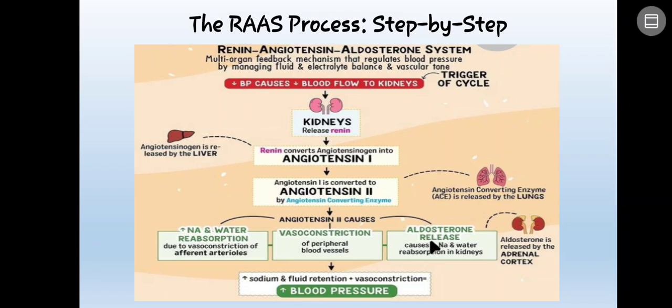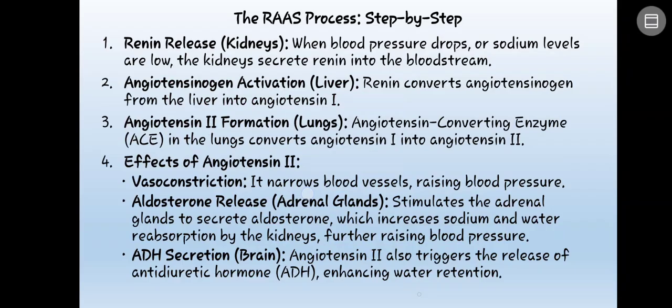Is that okay? Good. Now, aldosterone is actually released by the adrenal cortex, from the endocrine system. We all know where aldosterone is being produced: in the adrenal gland, from the adrenal cortex. So, at the end of the day, there is going to be an increase in sodium and fluid retention plus vasoconstriction, and these two processes would cause an increase in your blood pressure.